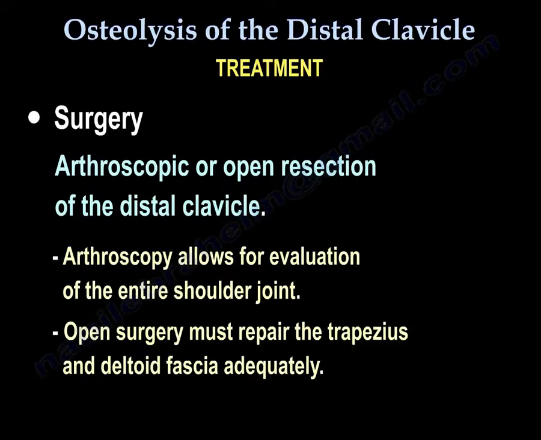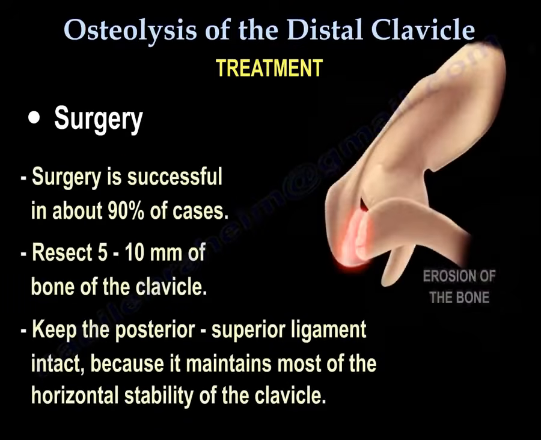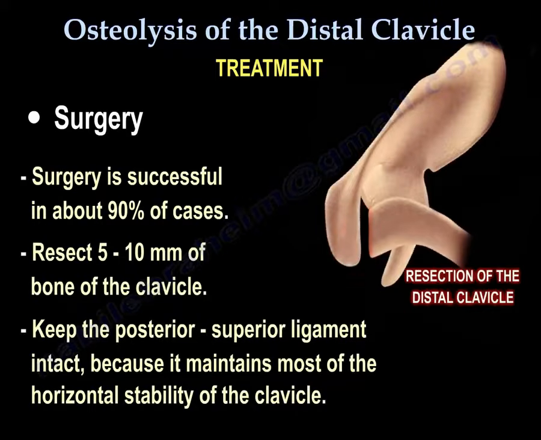Arthroscopy allows for evaluation of the entire shoulder joint. Open surgery must repair the trapezius and deltoid fascia adequately. Surgery is successful in about 90% of cases. Resect 5 to 10 millimeters of the bone of the clavicle. Keep the posterior superior ligament intact because it maintains most of the horizontal stability of the clavicle.